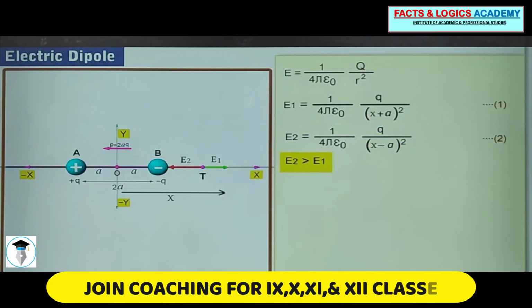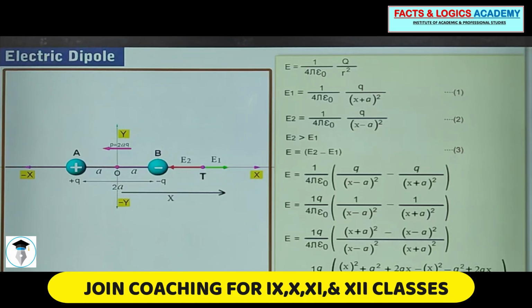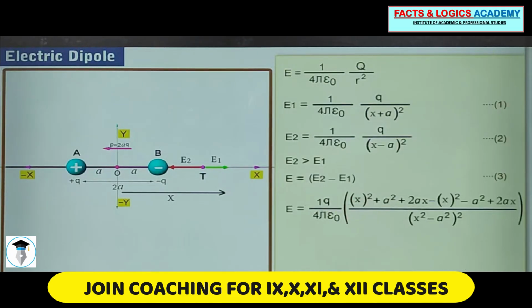Hence, the magnitude of the resultant electric field strength E at the point D is equal to E2 minus E1. Let us label this as equation 3. The direction of the resultant field strength at the point is in the direction of E2. Substituting the values of E2 and E1 and simplifying, we get the expression for the electric field strength E as 1 by 4 pi epsilon naught into 4qax by (x square minus a square) whole square. Let us label it as equation 4.